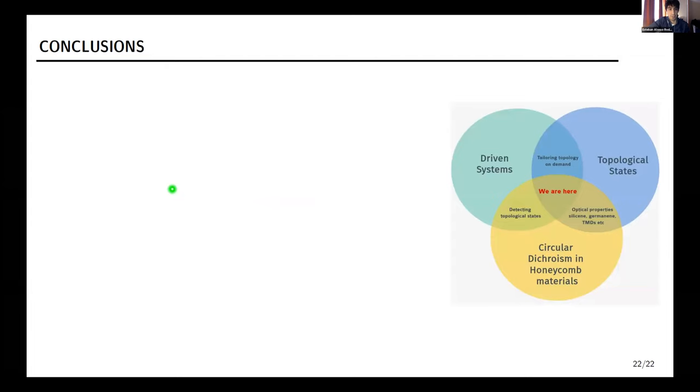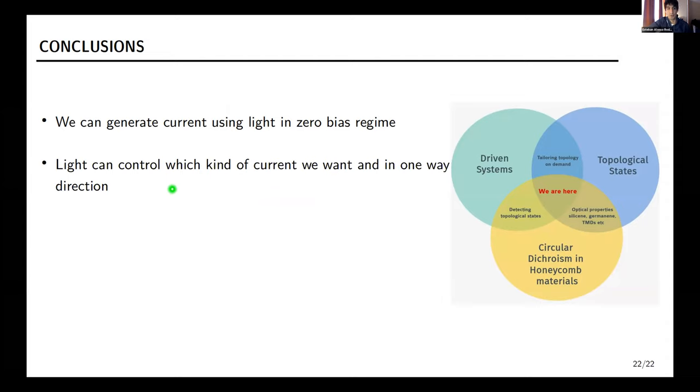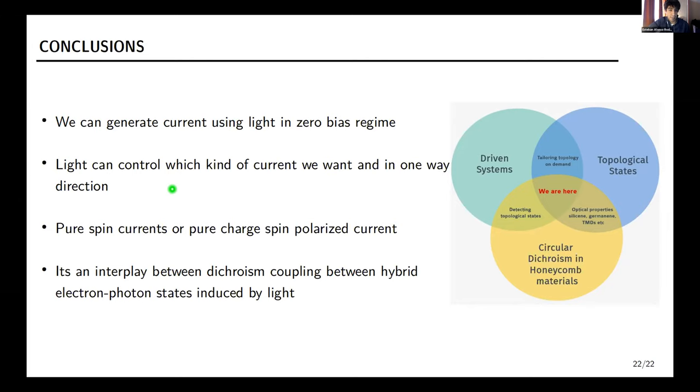So the conclusions of this talk are that we can generate current using light in the zero bias regime, and you can control which kind of current you want. And even if you can control the handedness of your polarization, you can select which spin you want to transport in a pure spin polarized charge current. And the pure spin currents or pure spin polarized charge current can be generated. So the main ingredients are the coupling with the electron photon states induced by light and using the dichroism. And also this consequence of the photocurrents that only appears in the Floquet context.